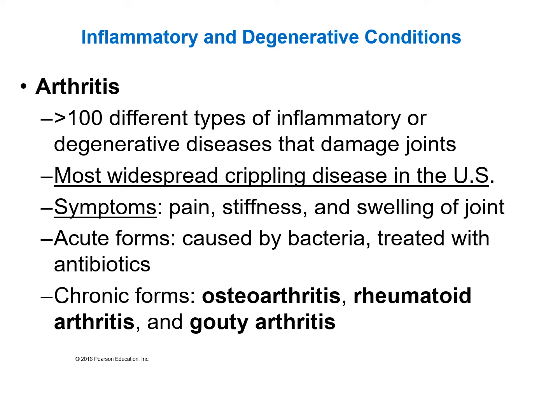All right, let's talk about a couple of really important types of pathology that we're going to see at joints. Arthritis. Everybody's heard of this. Arthritis translates to inflammation of the joints. There are many different types of diseases and disorders that affect joints, more than 100 different types of inflammatory or degenerative diseases that damage joints. So we're only going to mention a few. We don't have time to look at all of them. We're going to go through the most popular.